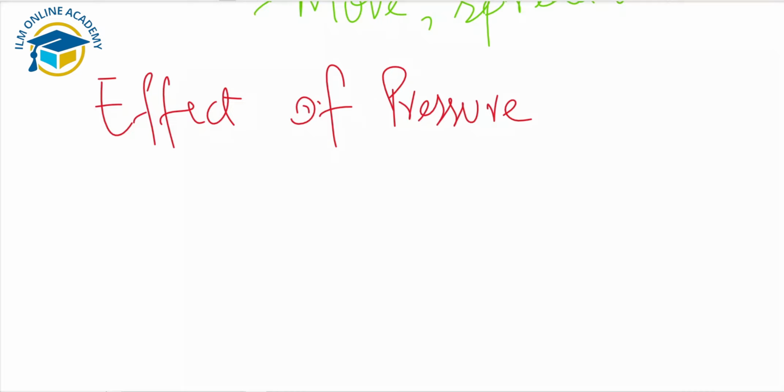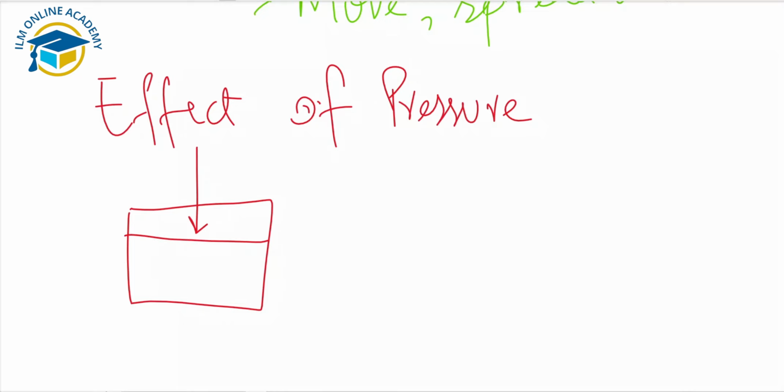Now we will see the effect of pressure on the volume of the gas. Pressure is about the number of particles present in a given volume. For example, this is the container, and this is the pressure applied on it. We have gas particles present here like this. These gas particles collide with each other and also with the walls of the container.